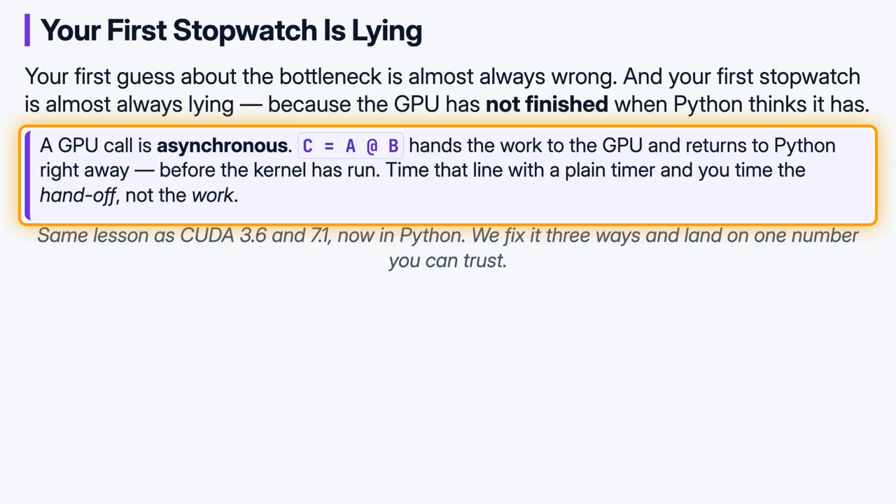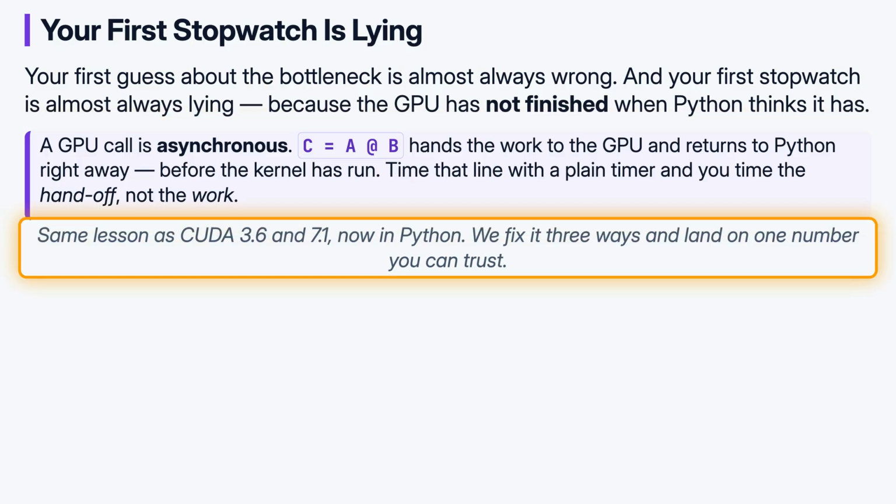Your first guess about the slow part is almost always wrong, and your first stopwatch is almost always lying. A GPU call is asynchronous. The line C equals A at B hands the work to the GPU. Then it returns to Python right away before the kernel has run. So a plain timer times the handoff, not the work. This is the same timing lesson from the CUDA course, now in Python. We will fix it 3 ways. We land on one number you can trust.